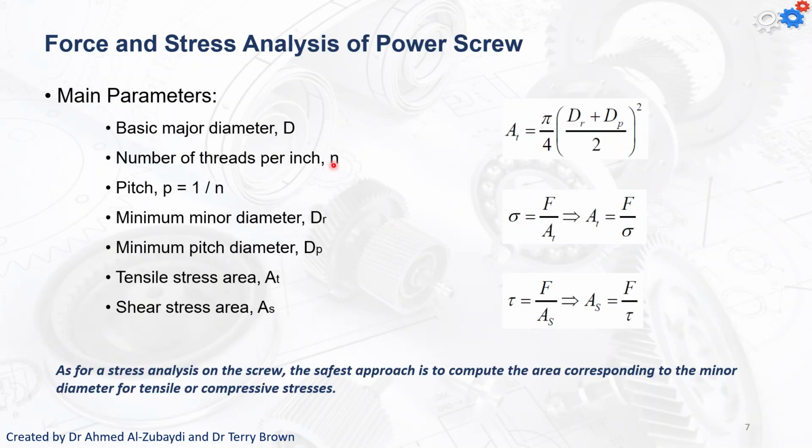All right, so main parameters are listed there for you. Again, I'm just not going to read through and explain all of those. You can read those for yourself. And then we've got some fairly common and familiar equations for calculating the area from diameters, and then the nominal tensile stress or compressive stress, and the shear stress on the threads, and so on.